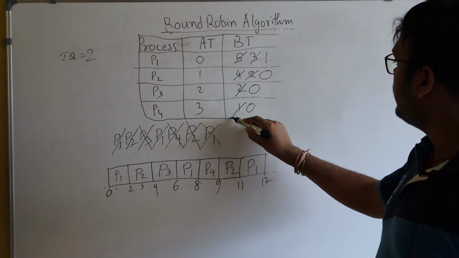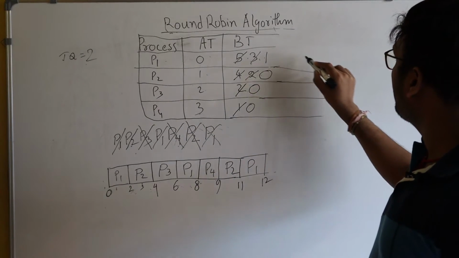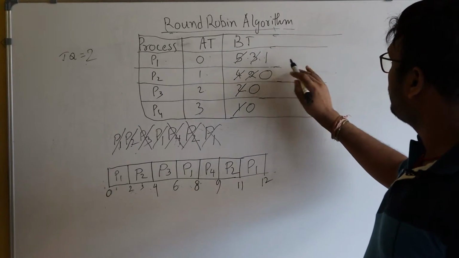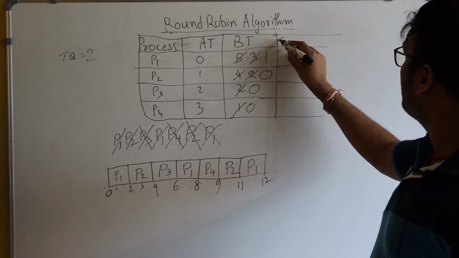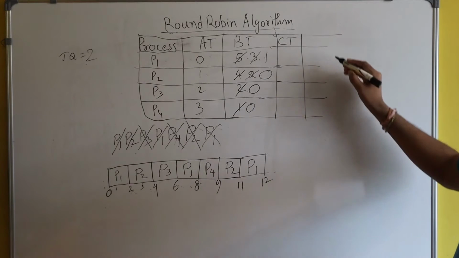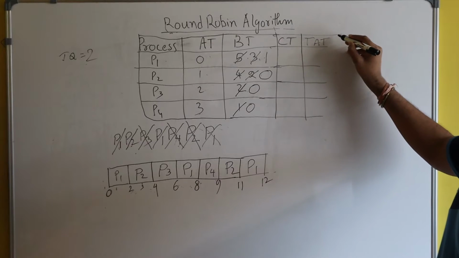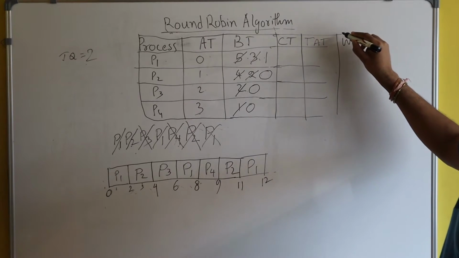So now let's calculate the waiting time, turnaround time. So now let's write the completion time here. Completion time, turnaround time, and waiting time.